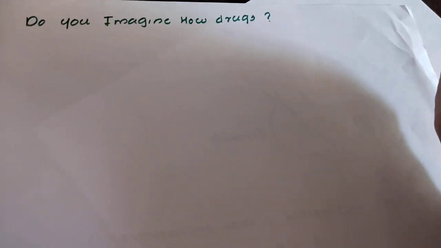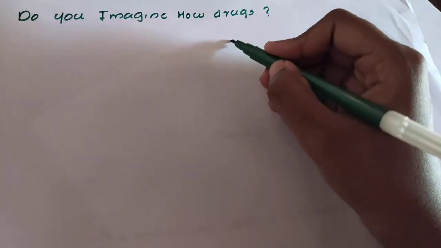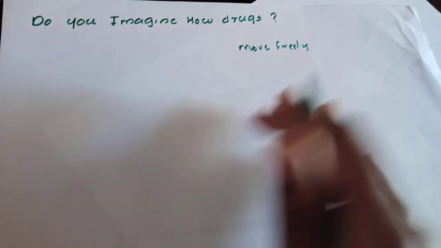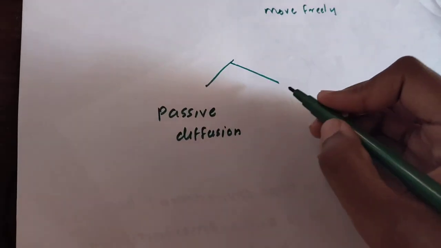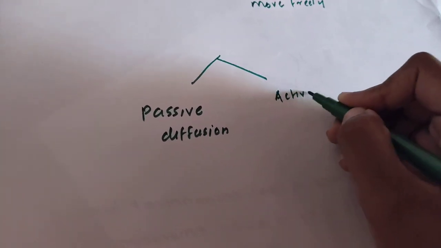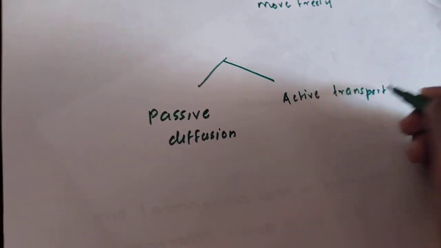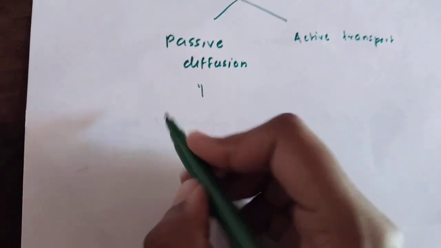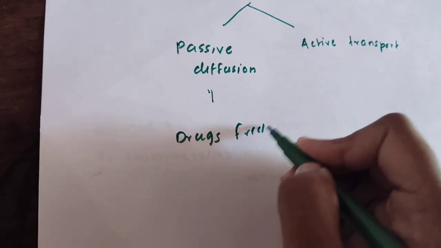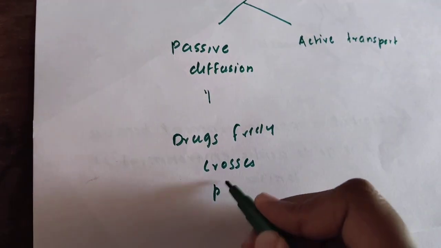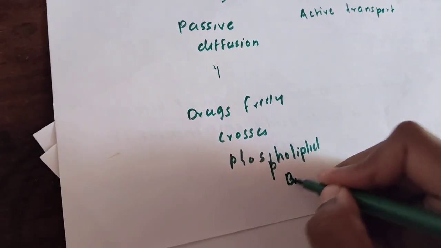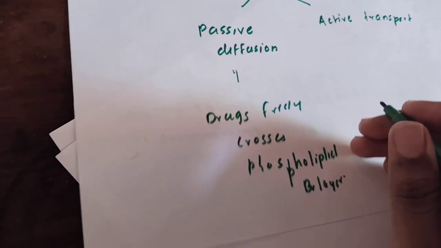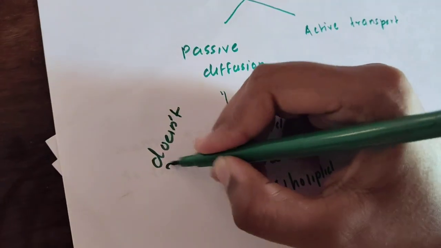Do you ever wonder how drugs move freely? There are two phenomena we already learned in physiology, two methods by which drugs move. The first method is passive diffusion and the second is active transport. So what is passive diffusion? Drugs freely cross the phospholipid bilayer, and this doesn't require any energy.